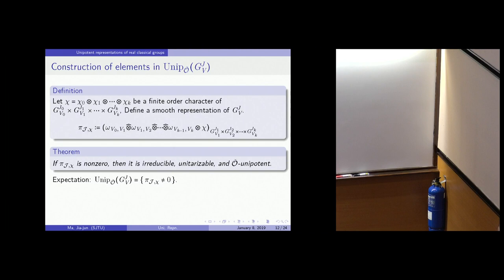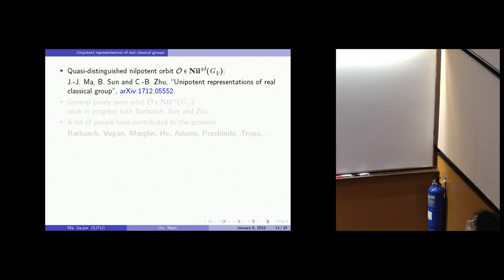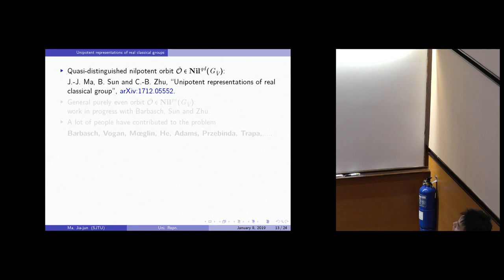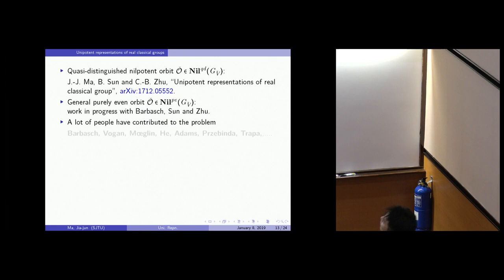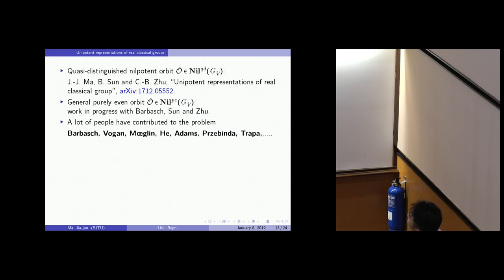So what we managed to do, currently, is for quasi-distinguished unipotent orbits. This is the paper. And for the general case, it's work in progress joint with Babish, Sun, and Chen Bozhu. For the construction, a lot of people have contributed to this problem, like Babish. I think this construction is maybe not related to Vogan, but anyway, Moeglin has done a lot of work, and He Hongyu also did a lot of work.